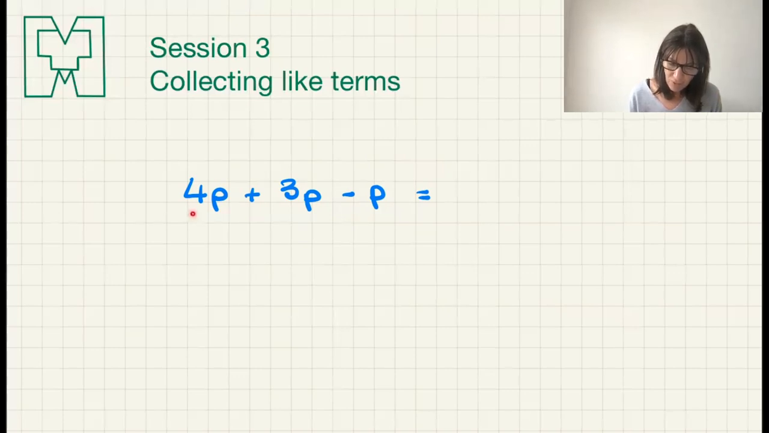Okay, so I've got 4p, and I need to add 3. I need to add 3p. 4 plus 3 is 7. So at this stage, I'm at 7p. 4p plus 3p, 7p.